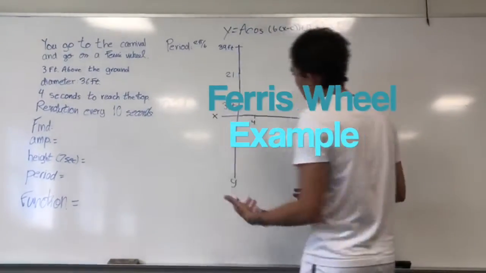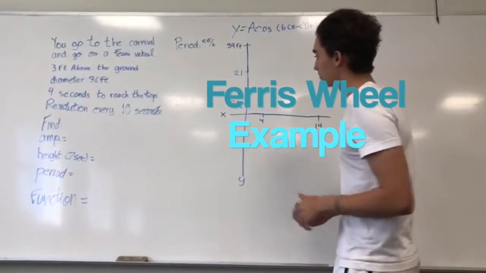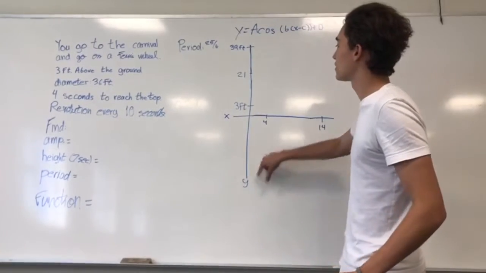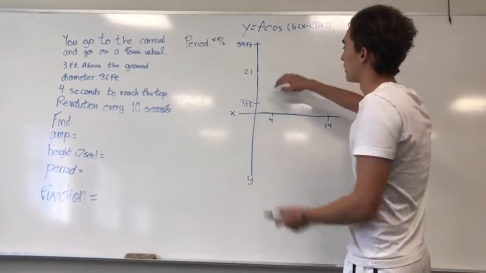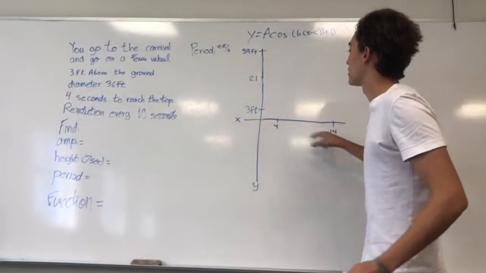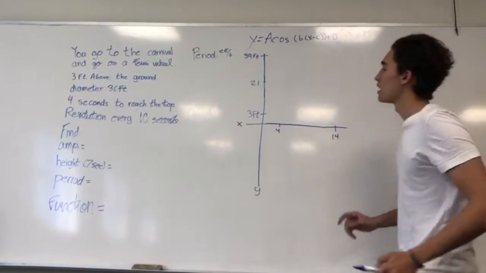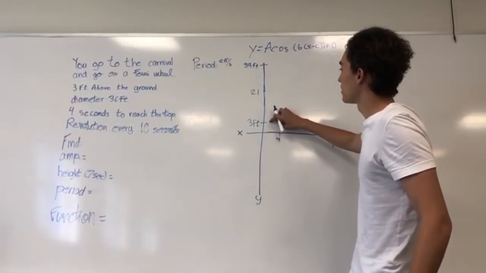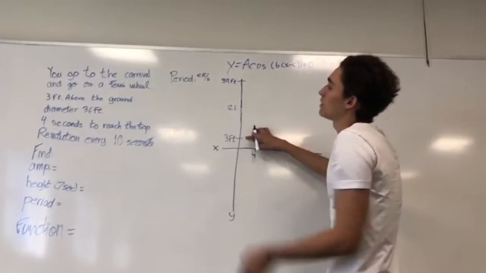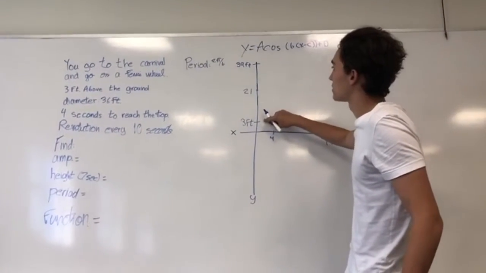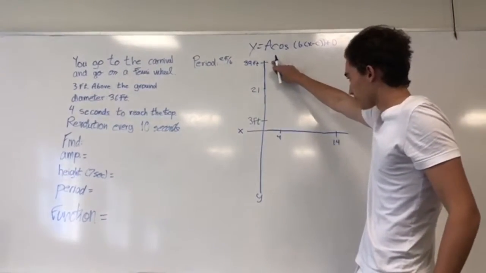We're going to start graphing it to make it easier. Now, in this case, our y-axis is going to represent the height of the wheel, and our x-axis our period or time. So 3 feet above the ground, and we know that the diameter is 36 feet, so 36 plus 3 is equal to 39.